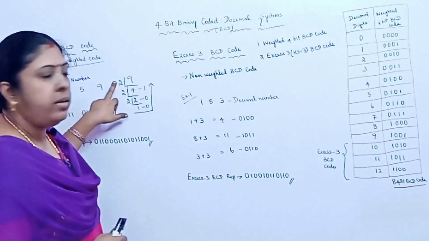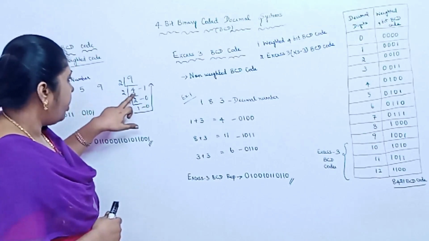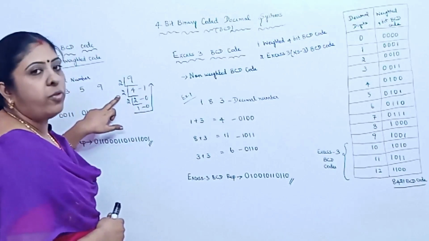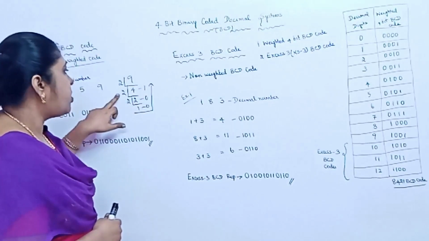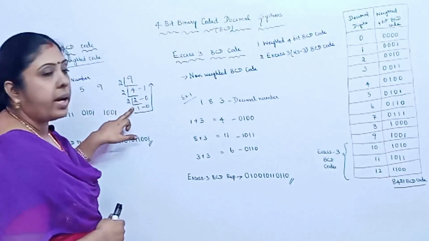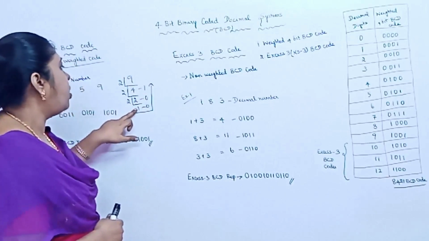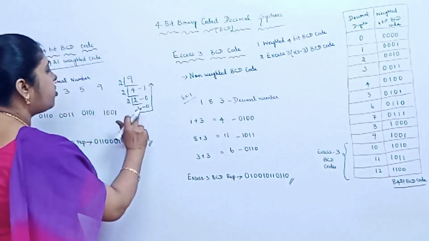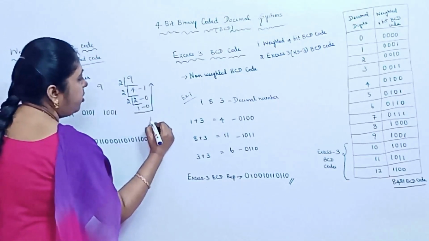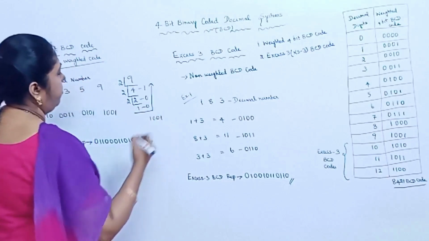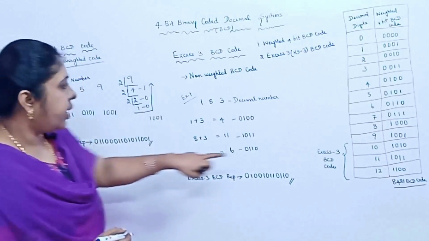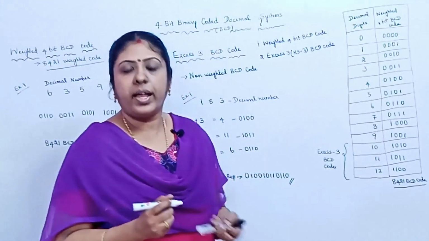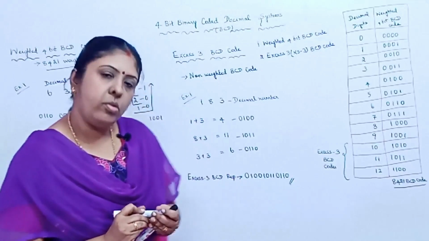Consider a value 9. It is divided by 2. We get quotient 4, remainder 1. Again 4 divided by 2: 2 2s are 4, remainder 0. Again 2 divided by 2, 1 2 is 2, remainder 0. So by writing from bottom to the top, we get 1 0 0 1. That is the value. Consider here 9, we have 1 0 0 1. Similarly for other values, you can calculate on your own.